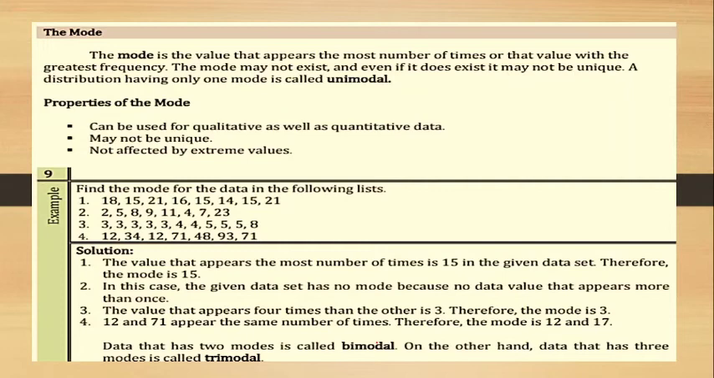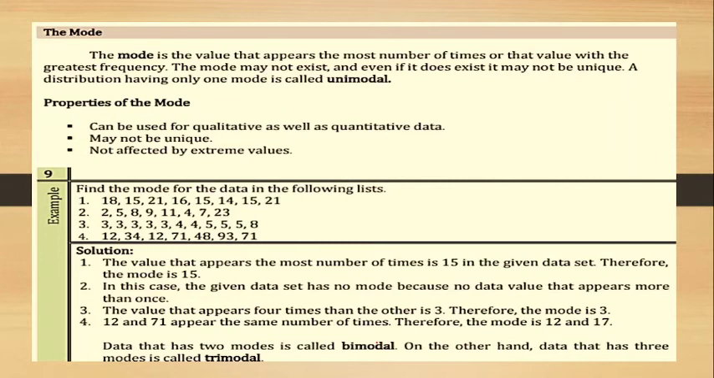So, number 1: 18, 15, 21, 16, 15, 14, 15, and 21. So, solution: the value that appears the most number of times is 15. So, in the given data set, therefore, the mode is 15.